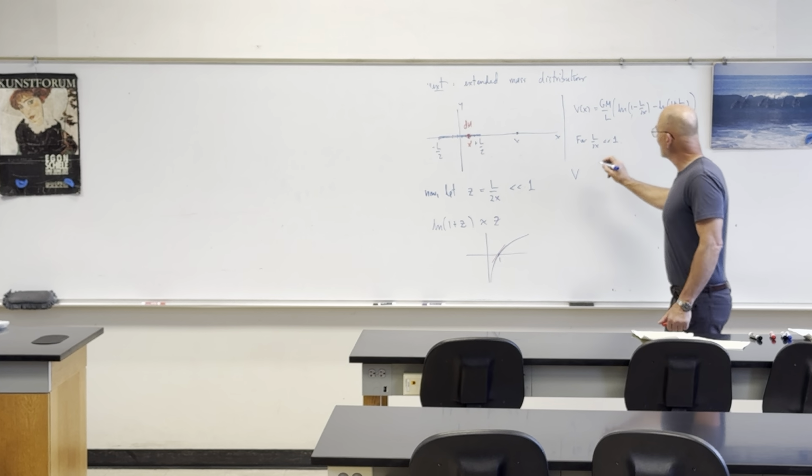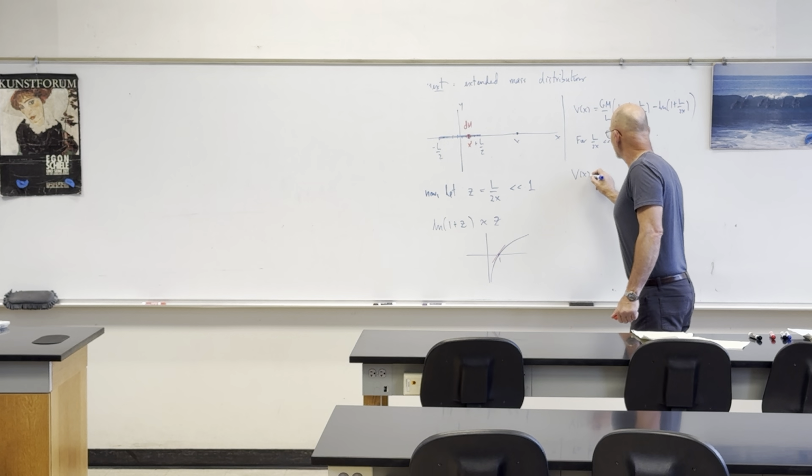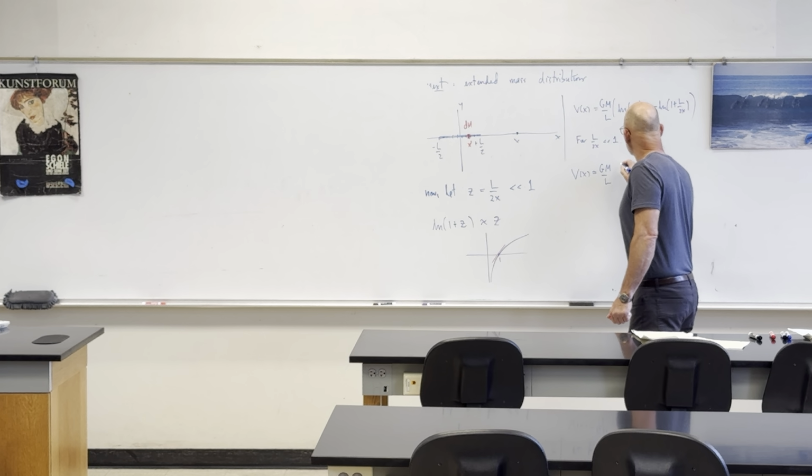So what we're getting now is V of x, our approximation, GM over L, negative L over 2x, minus L over 2x. And GM over L, negative L over x, equals minus GM over x. So what's the punchline here?